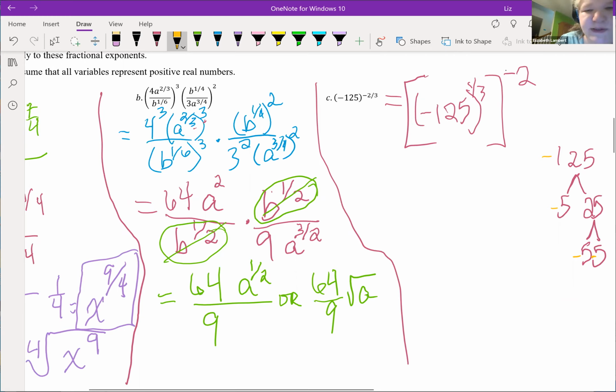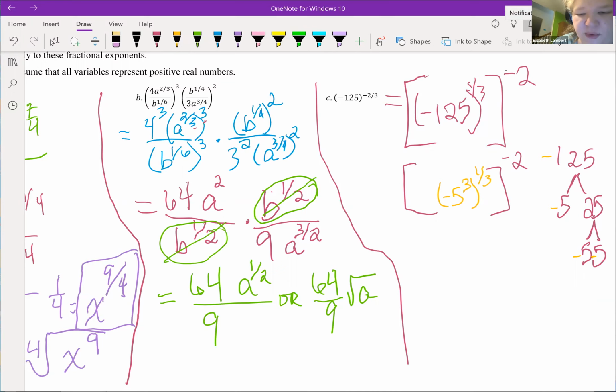All right, so we'll leave that negative 2 there. And then inside, so many parentheses, negative 5 cubed to the 1/3. It's the 3 and the 1/3. 3 times 1/3 is 1. We don't have to write 1 as a power. So whew, this is now, with the brackets, negative 5 to the negative 2 power.